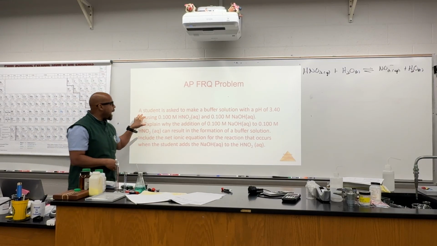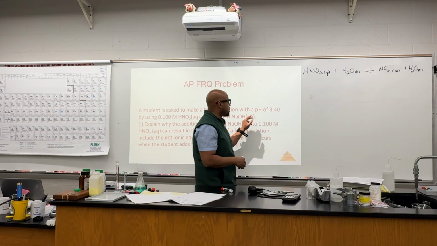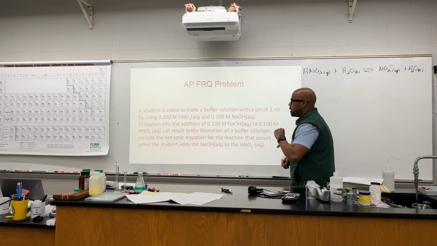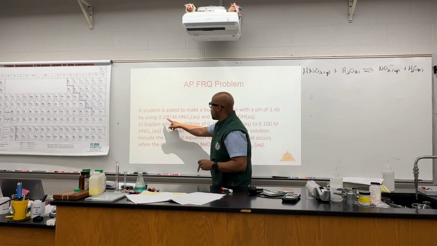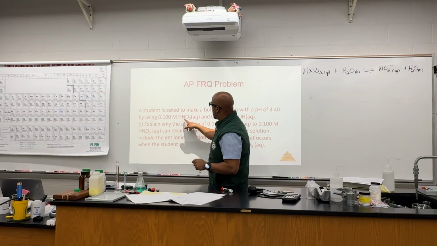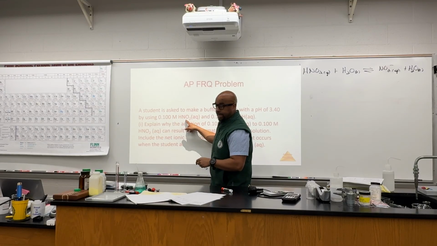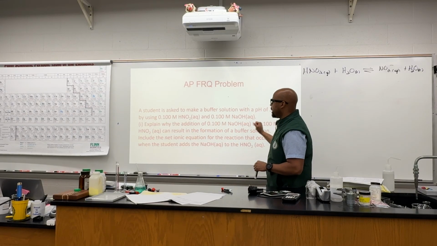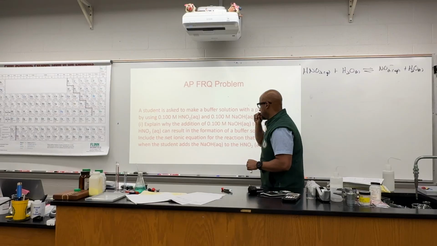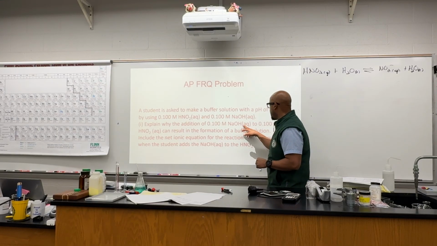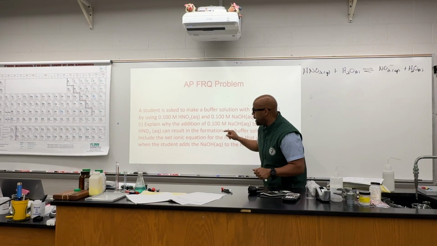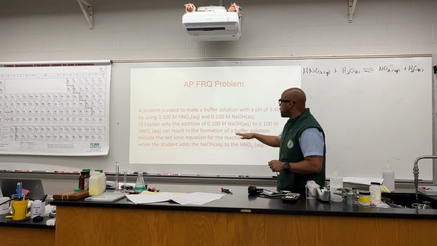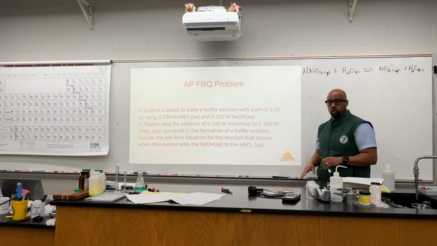It simply says, a student is asked to make a buffer solution of pH 3.40 by using a 0.100 molar solution of nitrous acid. That's a weak acid, because it's not nitric, it's nitrous acid. And you also have 0.1 molar sodium hydroxide. Explain why the addition of the sodium hydroxide to the 0.1 molar nitrous acid can result in the formation of a buffer solution.